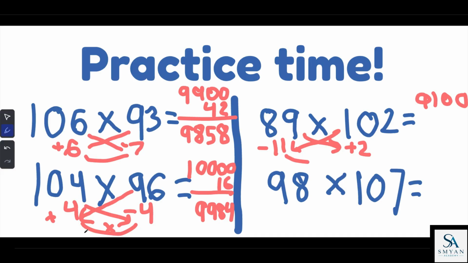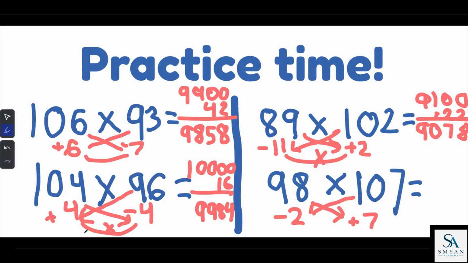And then after that, you take these two, multiply, ignore the plus minus, subtract that from that big number you got. And then you should get 9,078. After that, let's move on. So 98 is 2 away, minus, and then let's do 7, which is a plus because it's above. And then now what we do is we either do 98 plus 7 or we do 107 minus 2.